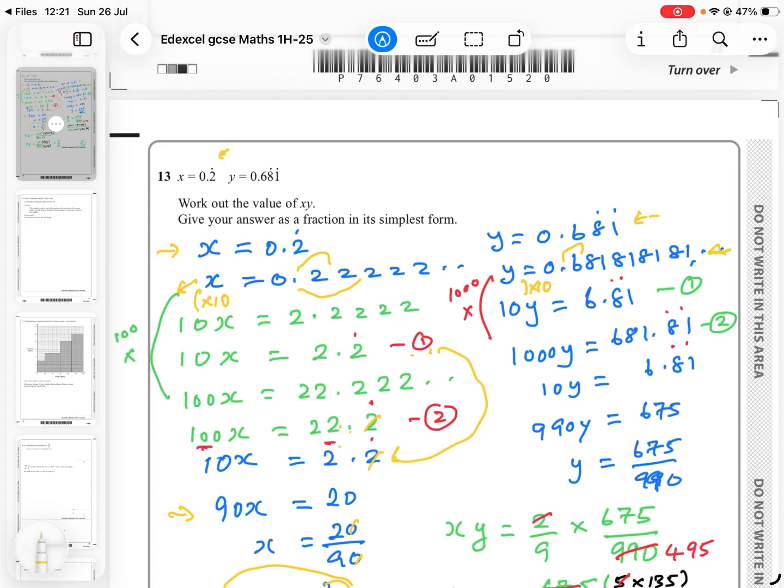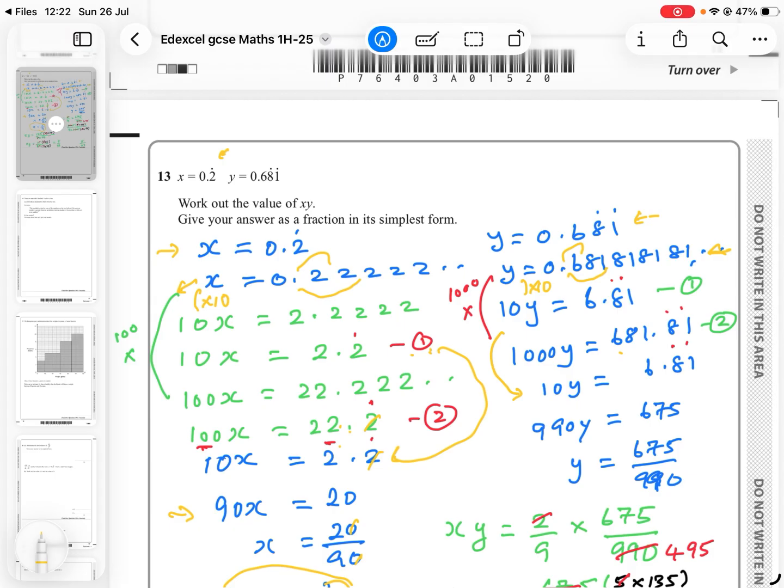When you multiply y by 1000, you get 1000y, because we need to get 81 recurring. So you must multiply by 1000, not 100. When you multiply by 1000, the decimal moves 3 places, so you get 81 separated now. So 1000y is 681.81 recurring.